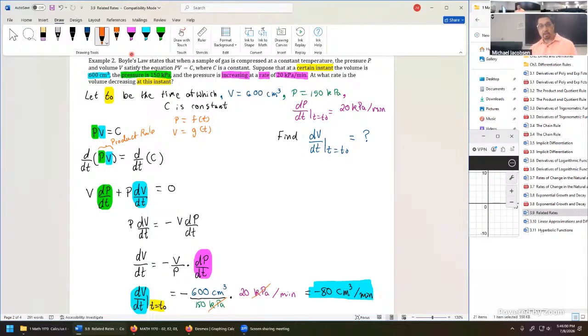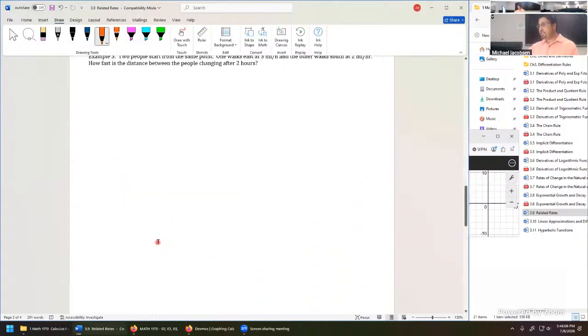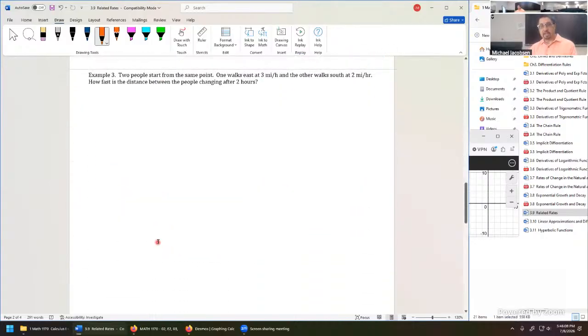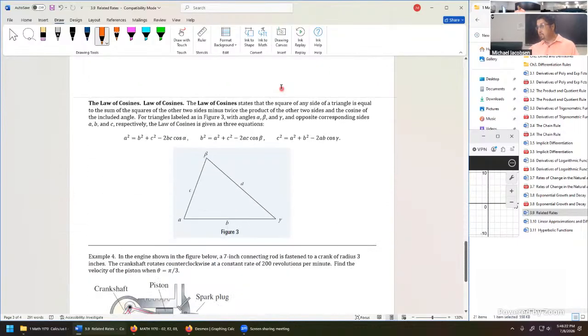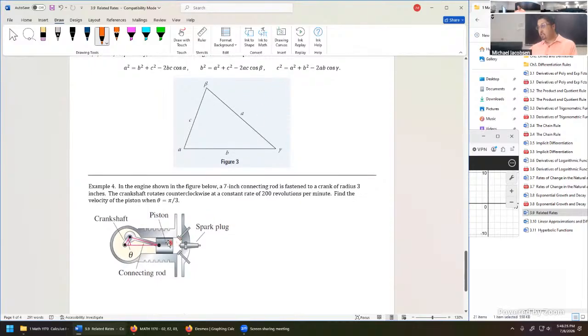Okay, well, for the next problems, we're going to look into something a little bit more spatial. The next example, we're going to look into just kind of a strange scenario. Two people starting from the same point, one's going east, another going south. We want to know how fast is the distance changing between the two of them. Then we're going to extend this kind of idea, loop in the law of cosines, and look into how fast is the piston here moving at a specific instant of time when the angle is at pi over 3. So we'll look into a little bit of mechanical engineering in this kind of scenario.